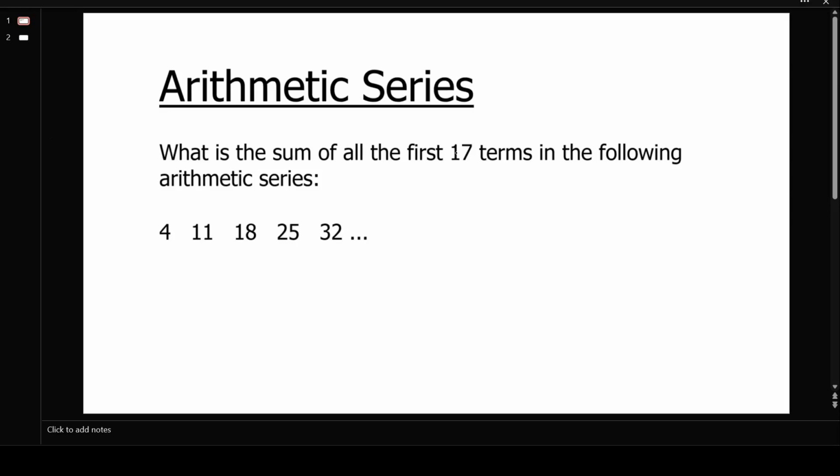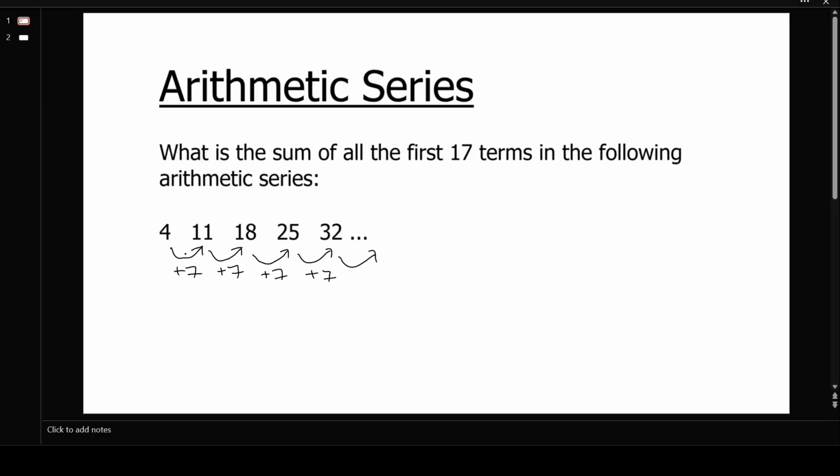So first of all, let's just make sure that it's an arithmetic series. As you can see, it starts with the number 4, and then we add the number 7 to get 11. And then we add the same number 7 again to get 18. And we keep adding the same number 7 again to get 25, and again to get 32, and then we keep doing that over and over again.